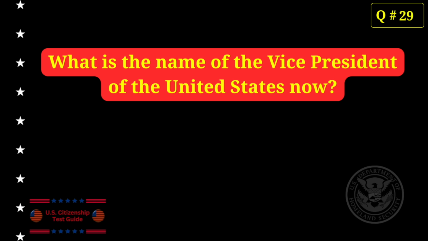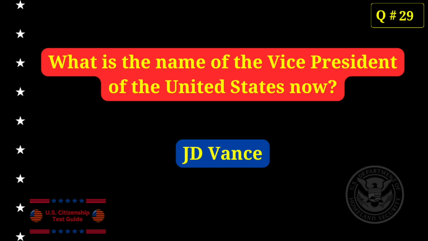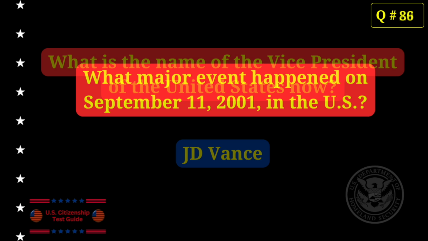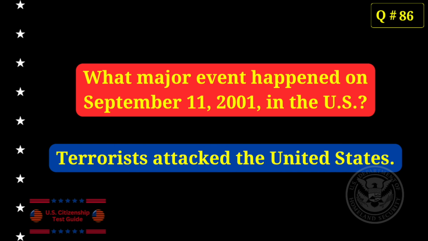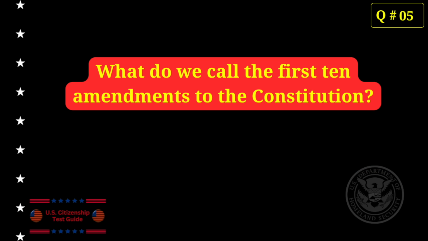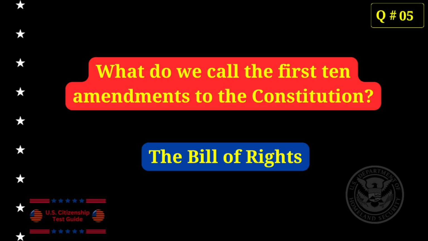What is the name of the Vice President of the United States now? J.D. Vance. What major event happened on September 11, 2001 in the United States? Terrorists attacked the United States. What do we call the first 10 amendments to the Constitution? The Bill of Rights.